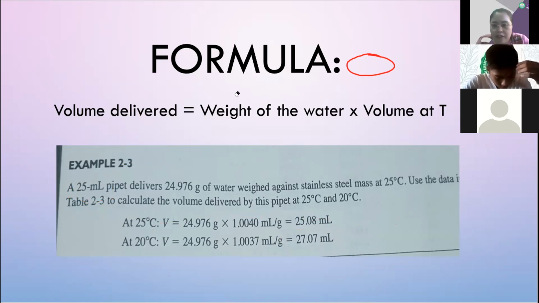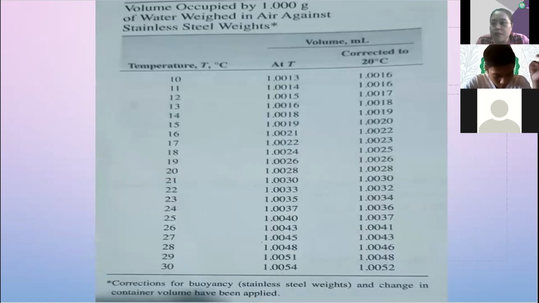Be familiar with the formula, but you don't need to memorize the table. If we are going to include this in our quiz and our exam, I will give you the table, or you are allowed to look at the table for the correction.